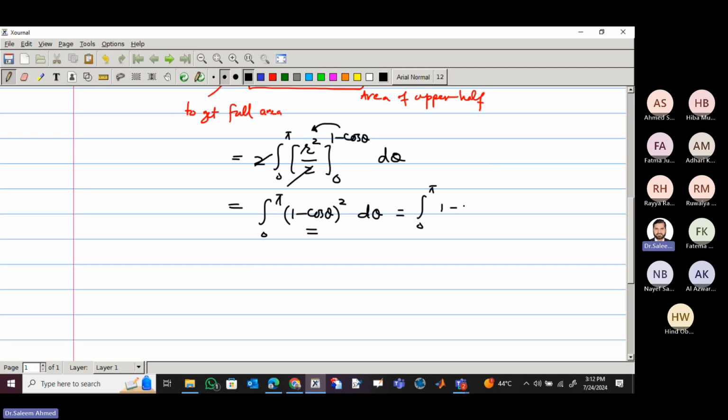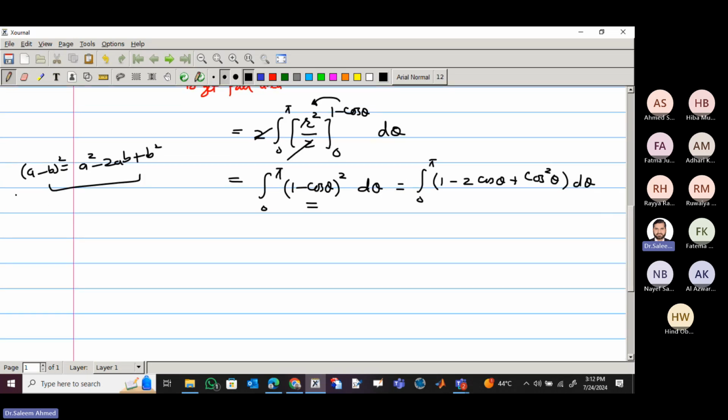1 minus 2 cos theta plus cos squared theta. So this is the square: (a minus b) squared is a squared minus 2ab plus b squared. This is what I used here.